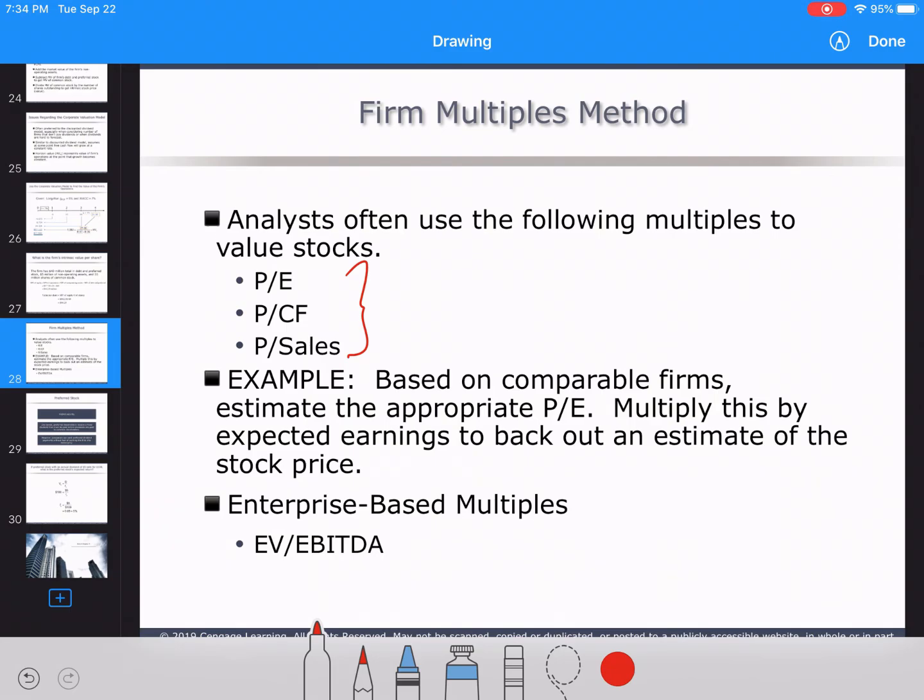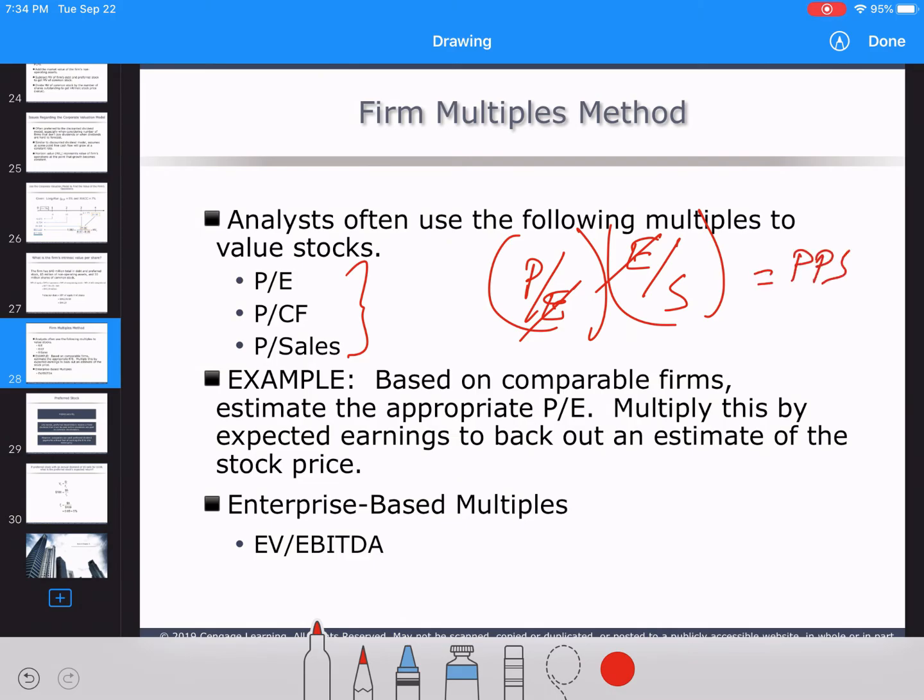So let's say you use price earnings: the price earnings multiple multiplied by earnings per share. If you take earnings per share and use the price earnings multiple, then the earnings go away, and it becomes price per share. Same thing with price to cash flow, price to sales. And there is another one called enterprise-based multiples, which is enterprise value divided by EBITDA.